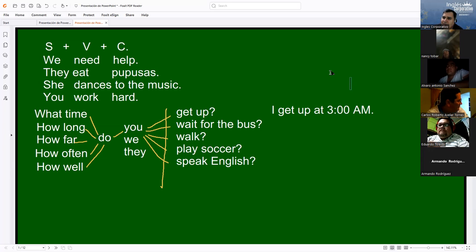6 a.m. Okay, nice. I get up at 5 a.m. So I don't defeat Armando, or Carlos, or Eduardo, because Eduardo gets up at 3, Armando gets up at 4, and Carlos gets up at 4. I get up at 5, so later. Okay, excellent. How long do you wait for the bus?